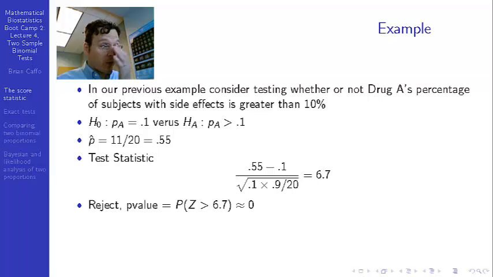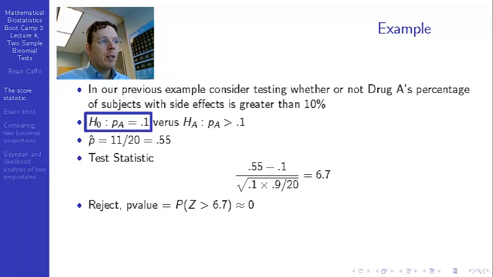Okay, so let's do our example. In our previous example, consider testing whether or not drug A's percentage of subjects with side effects is greater than 10%. I made up 10%. So let's assume that the FDA gets really mad for this kind of drug if you have more than 10% prevalence of side effects.